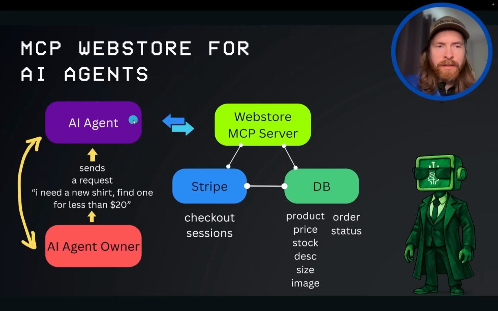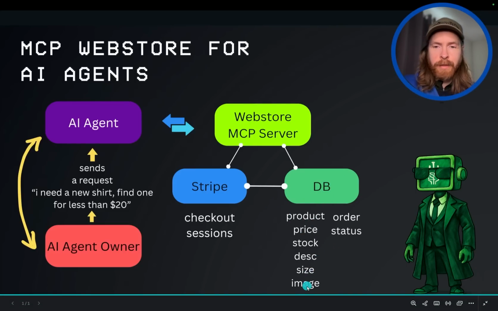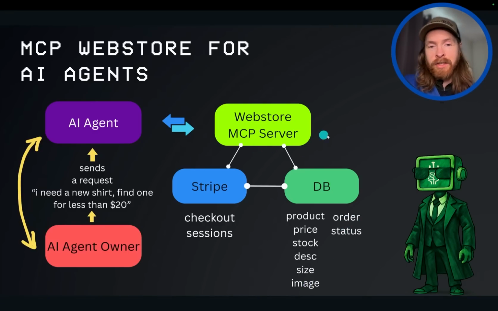And now this has the opportunity. This could be a third-party MCP server. Let's say Amazon creates their own MCP for their store, and we can connect to this via our AI agent. And this web store MCP server has, let's say, these two features that we're going to create today. It can have a database with the product, price, stock, description of the product, size, images, and order status. I think we need that. And it can have Stripe that can create checkout sessions.